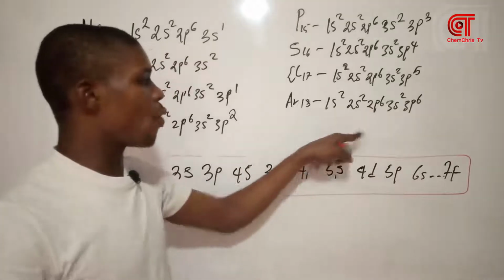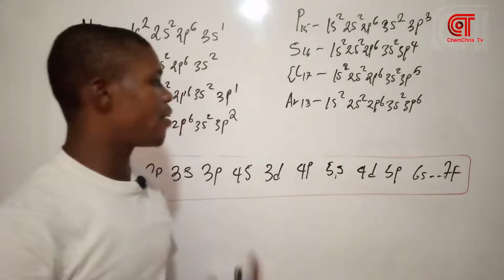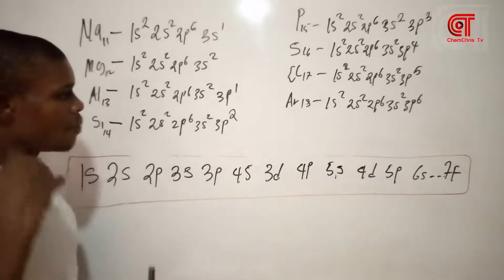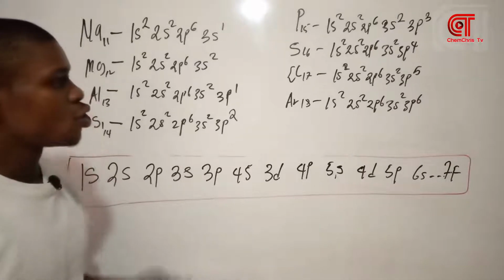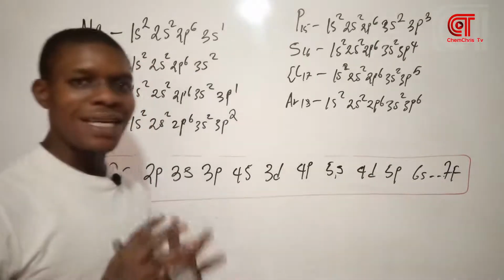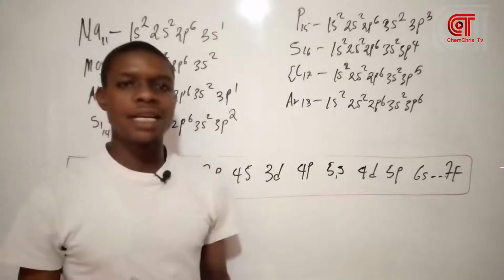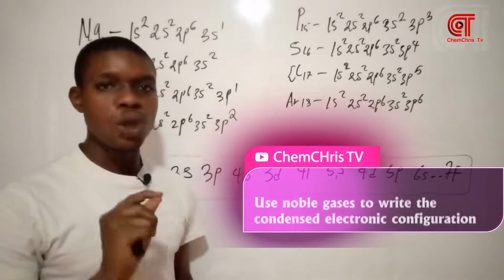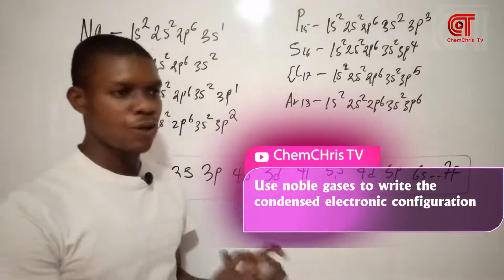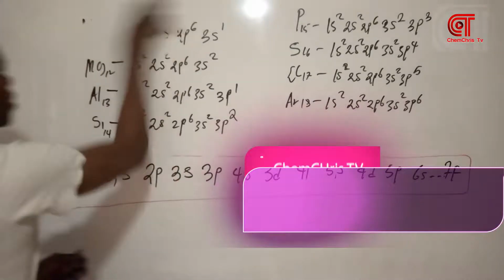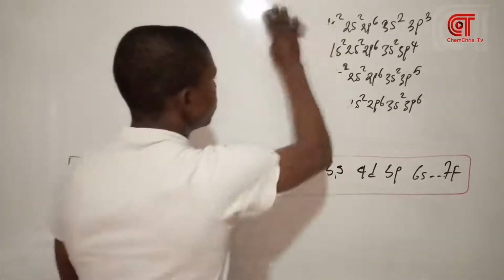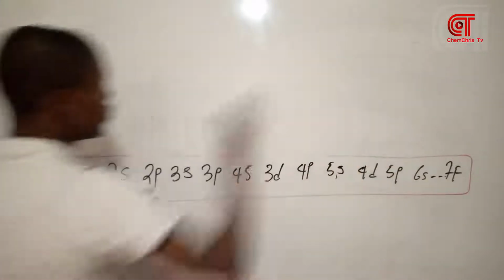There will be a time when we'll have more, maybe if you have 30, 35, 50 and the rest, so we don't want to write a long string there. So we use the condensed electronic configuration. For the condensed electronic configuration, you use the noble gases to write it. What do I mean? Remember, we are focused on the first 20 elements.